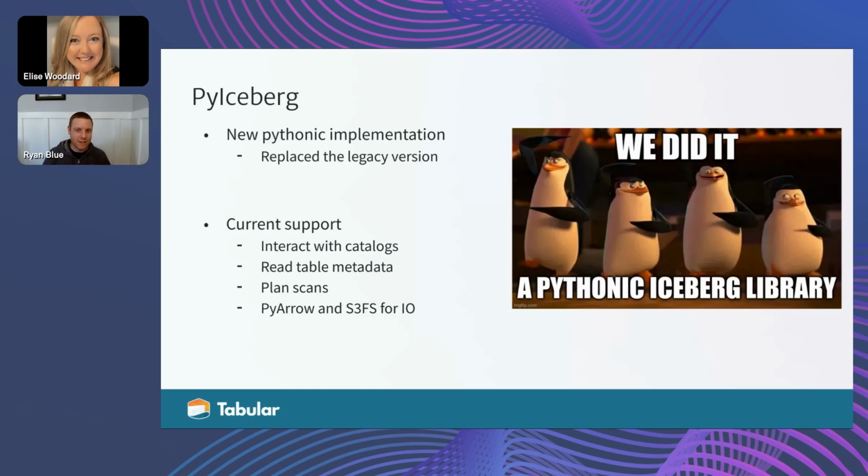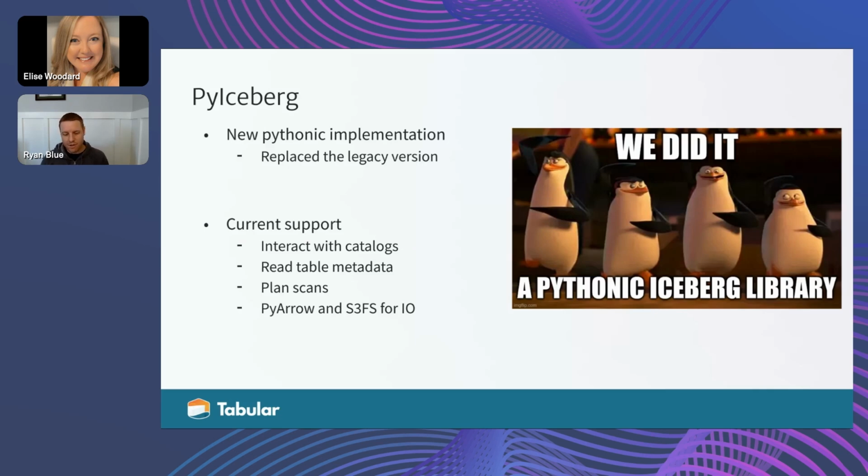So we've replaced the entire legacy version at this point with a new Pythonic implementation of Iceberg that works really well. So we've gotten to the point where we're at feature parity with the old legacy version. So we've got currently interaction with catalogs, including Hive, Glue, and the new REST catalog. You can read and interact with all the table metadata. There's even a CLI that lets you explore table metadata. That is really cool. And most importantly, the new implementation can plan scans.